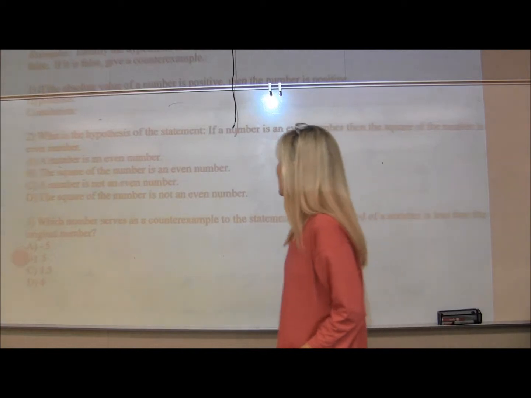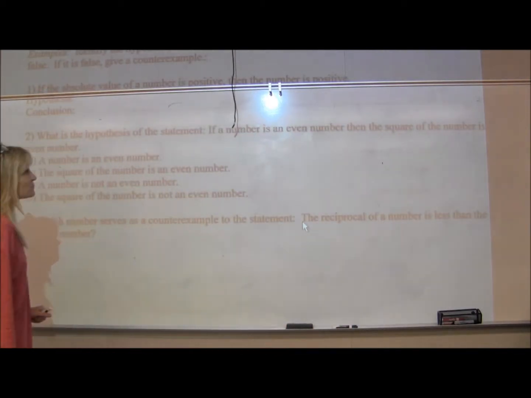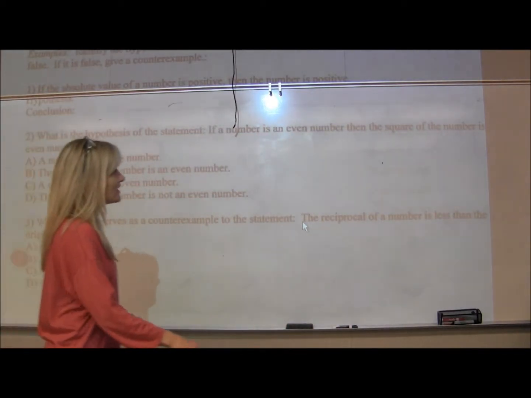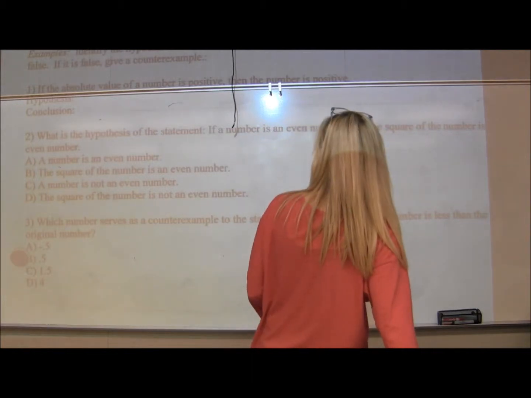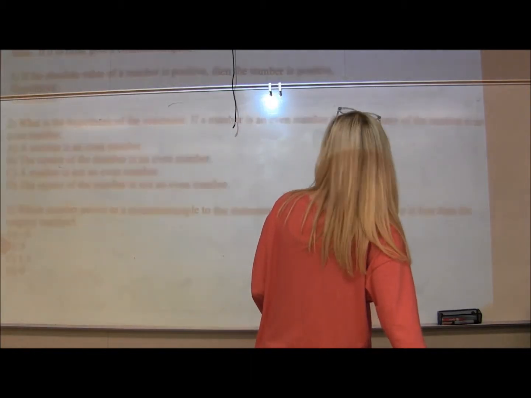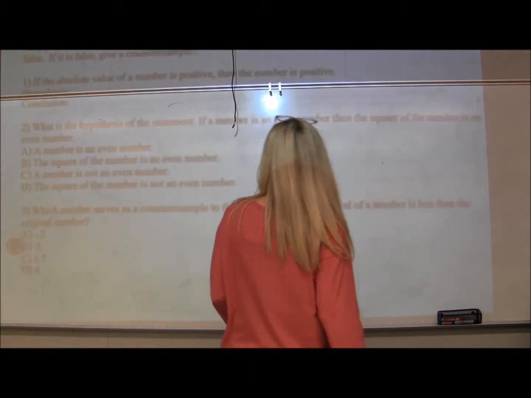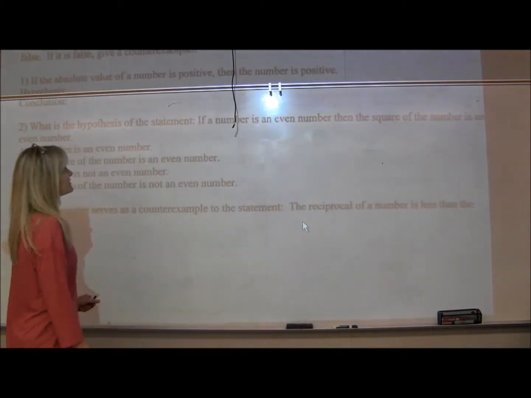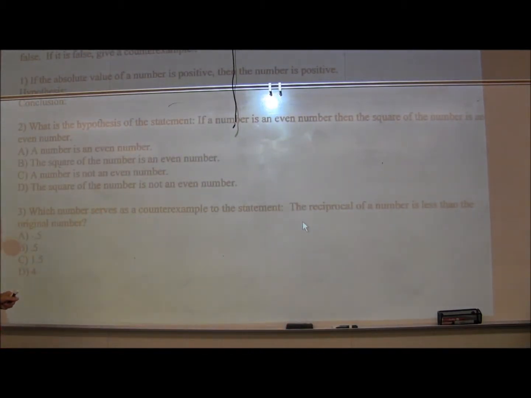So what is the hypothesis of the statement? If a number is even, then the square root of the number is an even number. Not true. So, the hypothesis. And you look at these. Which one's the hypothesis? A number is an even number. Right. Okay, which number serves as a counterexample to this statement?